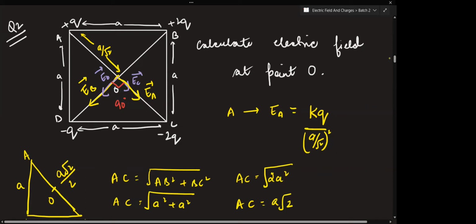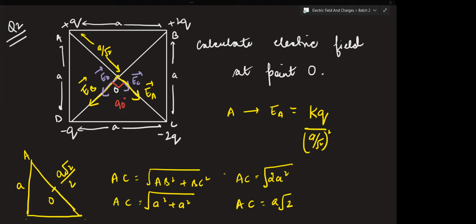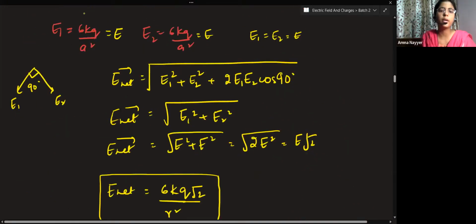What is the value of E? Electric field is this only, 6KQ by A square. Electric field 1 because of one diagonal came out to be 6KQ by A square. Then electric field for the other diagonal came out to be 6KQ by A square. So instead of writing E1, E2, since the magnitude is same, I have written it as E, so that this calculation becomes easier. Otherwise, we had to put this 6KQ by A square in this under root. So E is E1 and E2 only, whose value was 6KQ by A square.